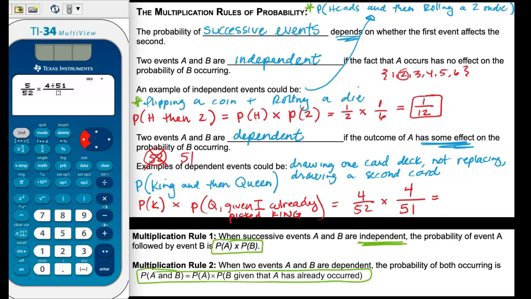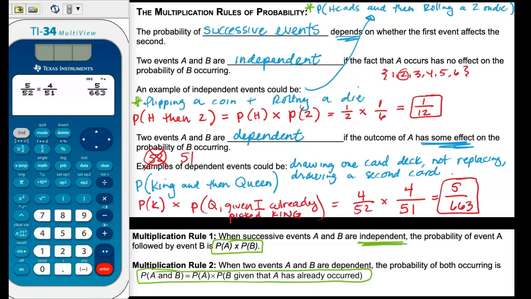you don't have to use the n over d button. You could just divide 4 divided by 52 in parentheses and then times parentheses 4 divided by 51, and that would also work. And so I multiply these fractions and I get 4 over 663, sorry. Okay, so that's my probability for that one.